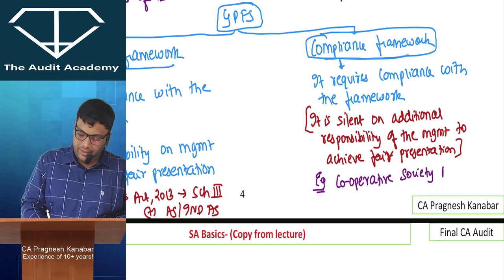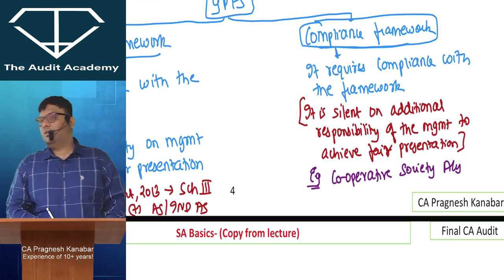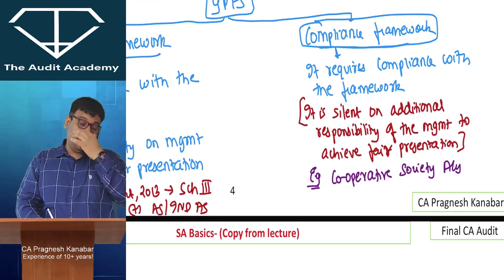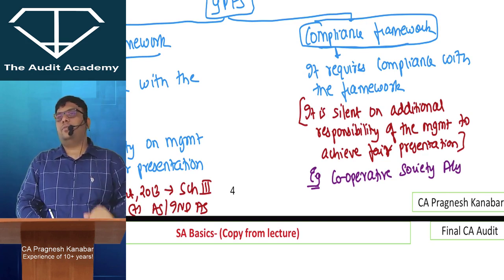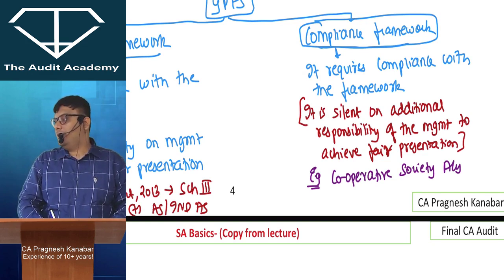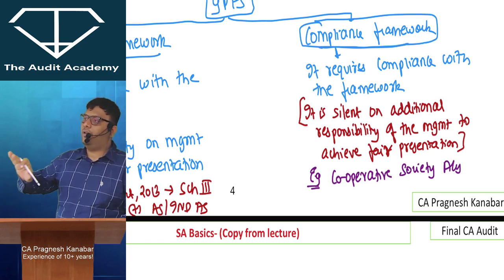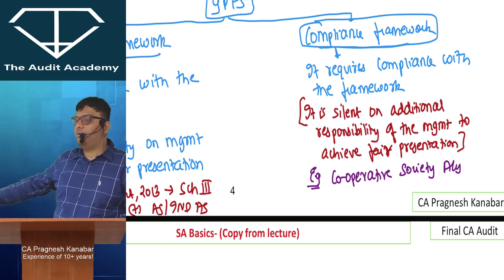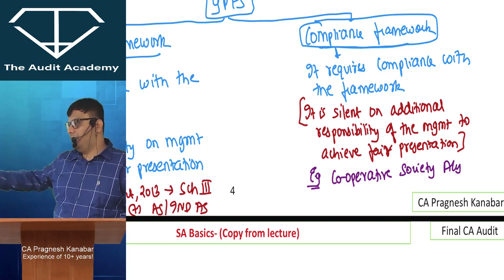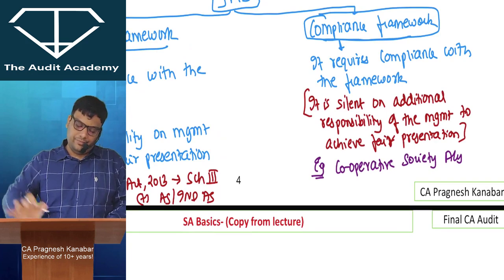Let me tell you, when it comes to cooperative society, every state has its own act. So the Maharashtra Cooperative Society Act is on compliance framework only. There are certain states who have adopted fair presentation framework also. So in 99% of audit reports of cooperative societies, you will see that the auditor will not use the words true and fair view. But it is possible that one or two cooperative societies which are registered under different acts, the auditors may use the words true and fair view.